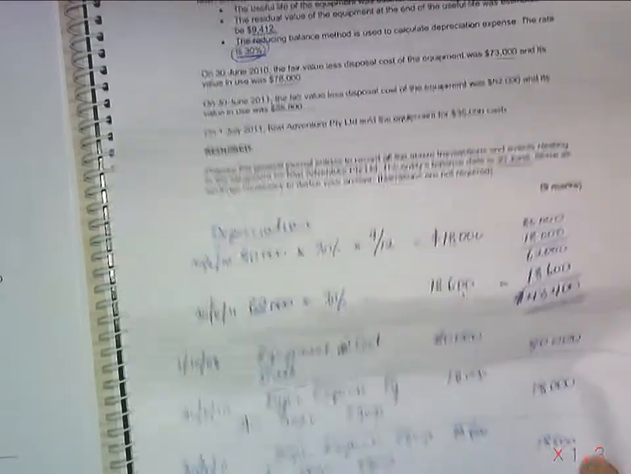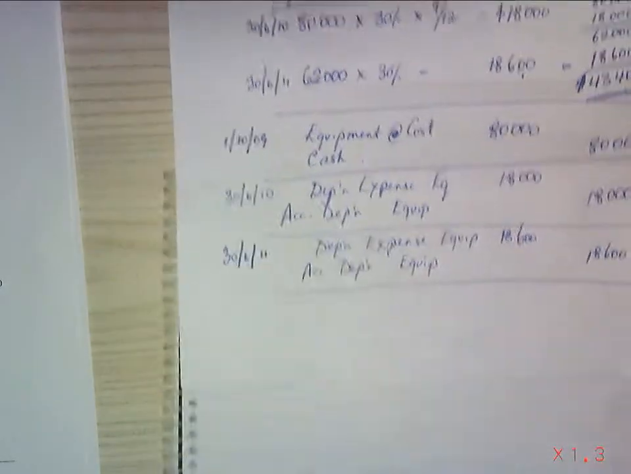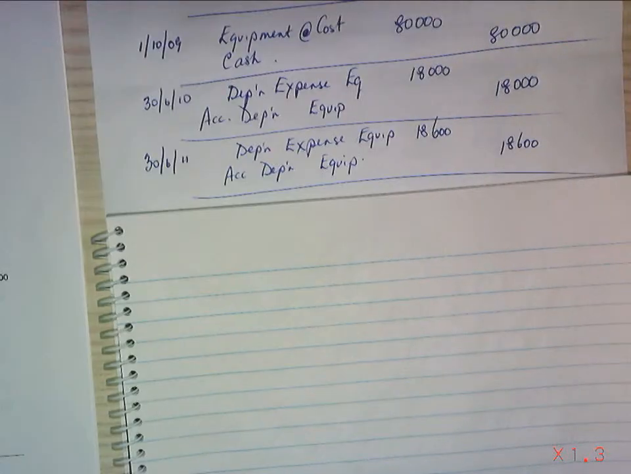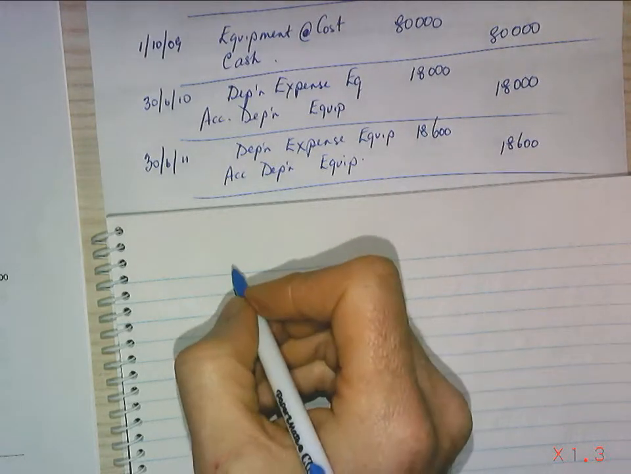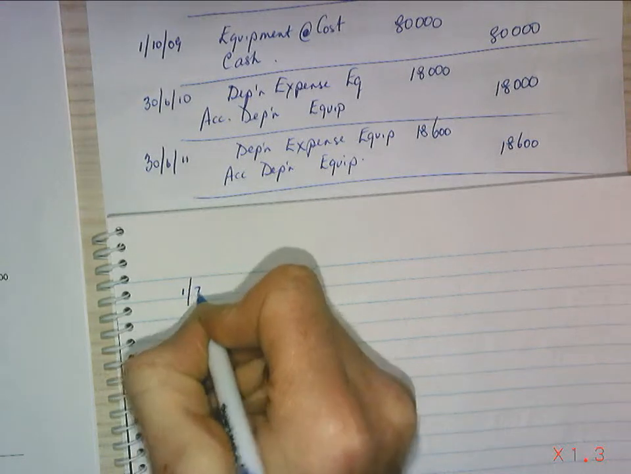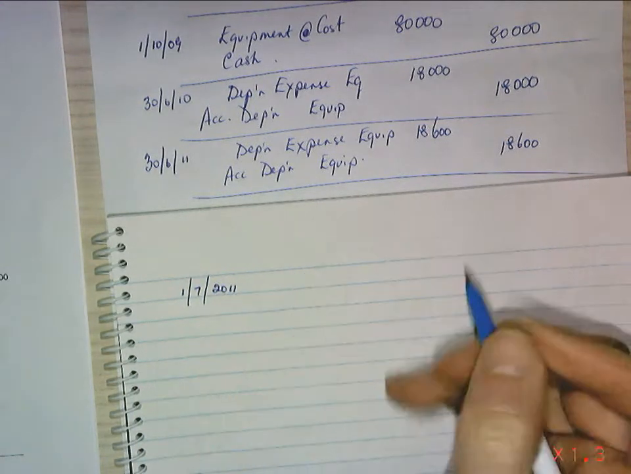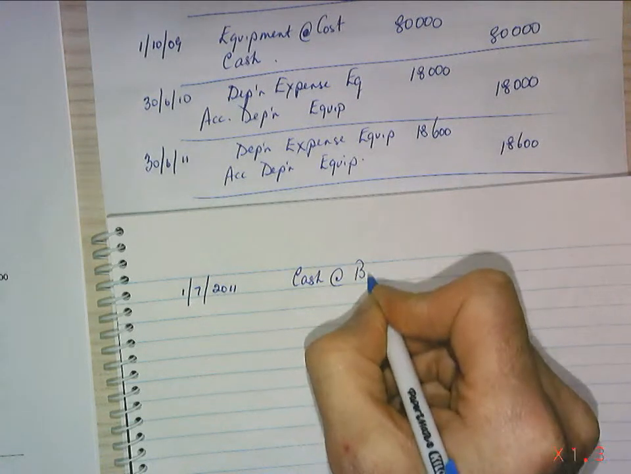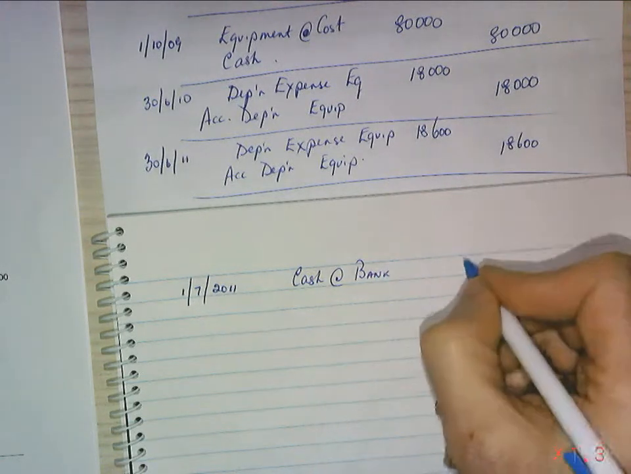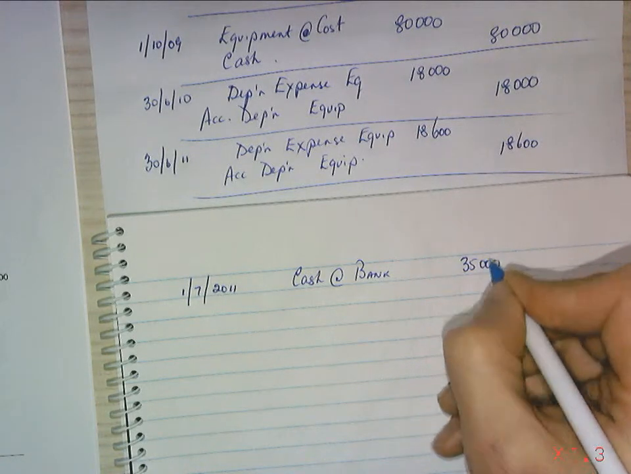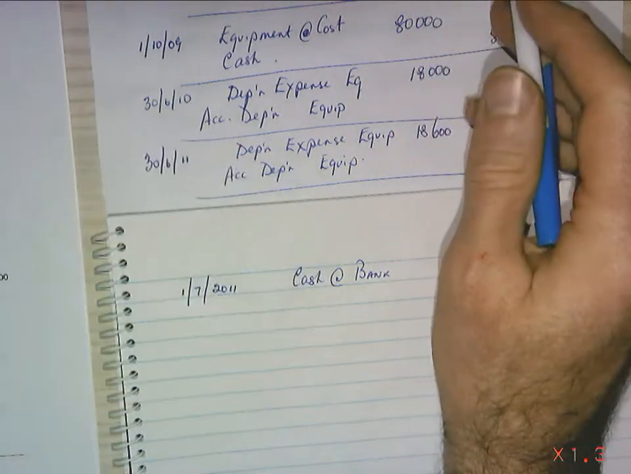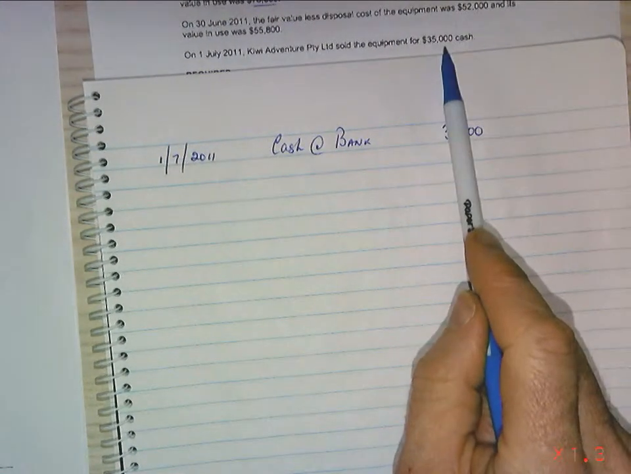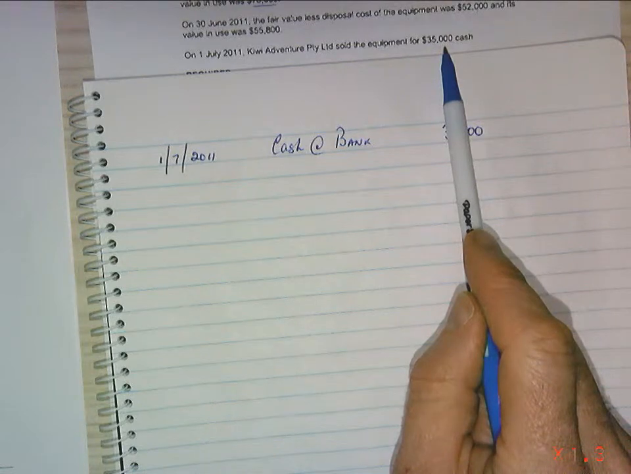So cash goes up. Yep, cash does go up. Let me just use my textbook as a continuum. So my disposal on the 1st of July 2011, I'm going to record cash at bank of 35,000, which is the value I sold my equipment for. Well, you can't see it, actually. Why not? It's 35,000 there.